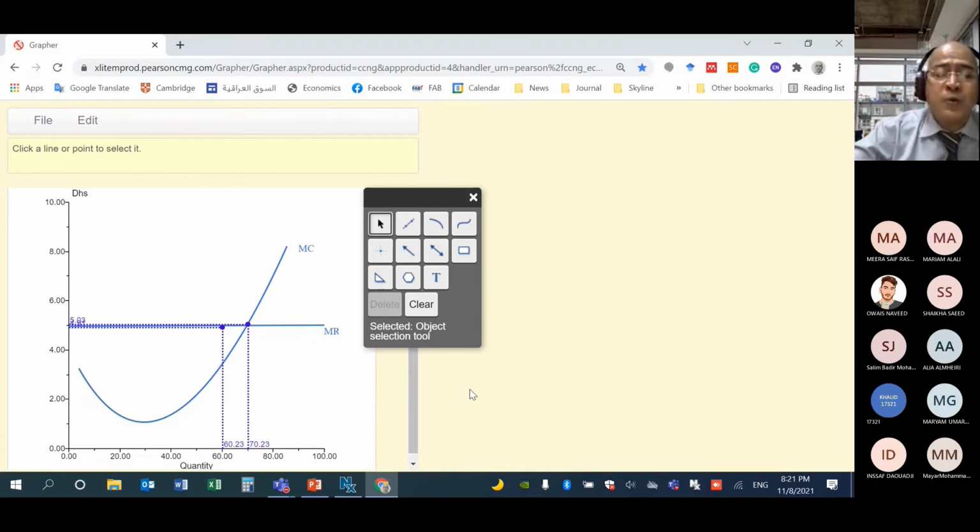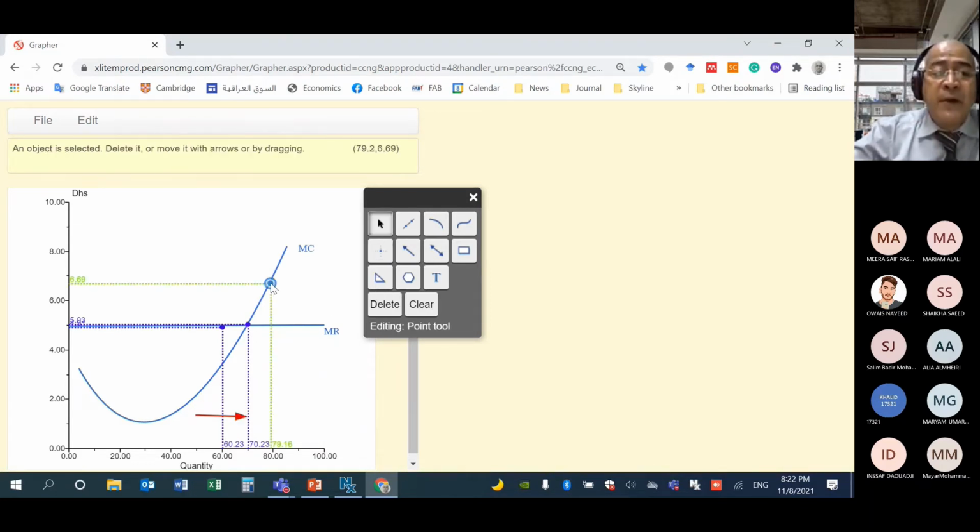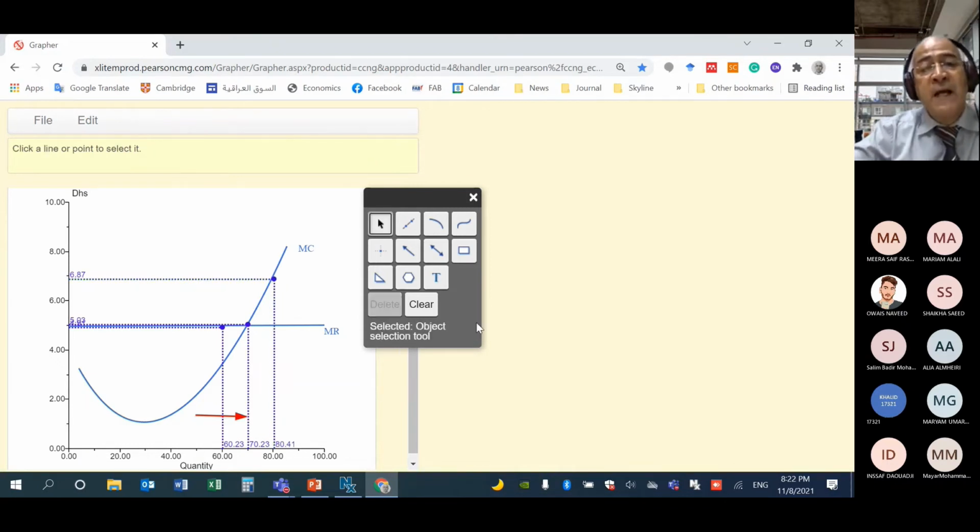So what is the conclusion? As long as marginal revenue exceeds marginal cost, Khalid or a representative firm should increase output. Let's select another dot. So at this dot, marginal cost is more than marginal revenue.